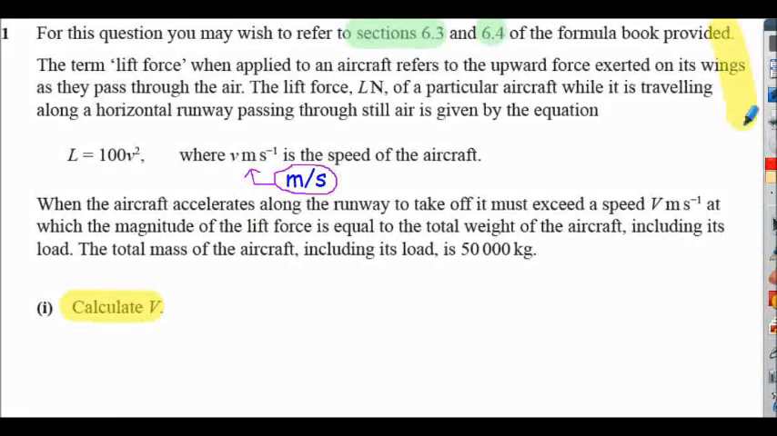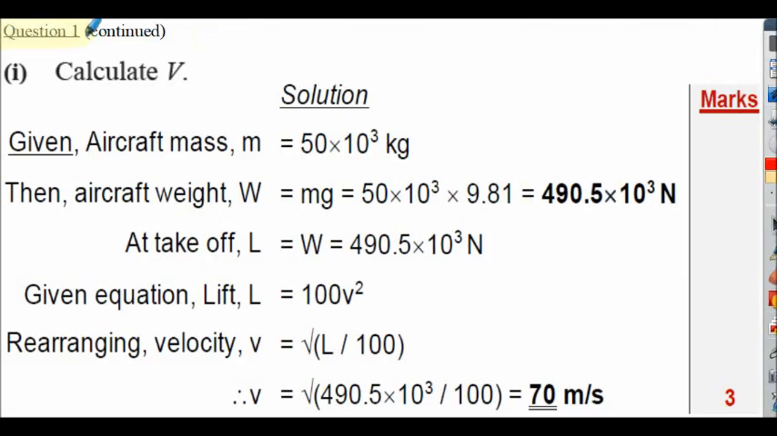So I'll let you read question 1 at your own pace, given a formula in the question. And the first part of the question is to find the takeoff velocity, uppercase V here. Solution shown on the following slide. So here's question 1 continued. This is part 1, we're calculating the takeoff velocity. And review the solution at your own pace.